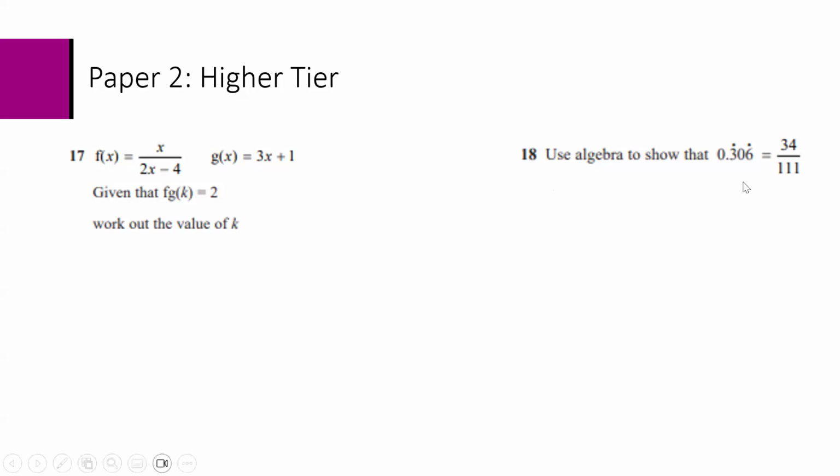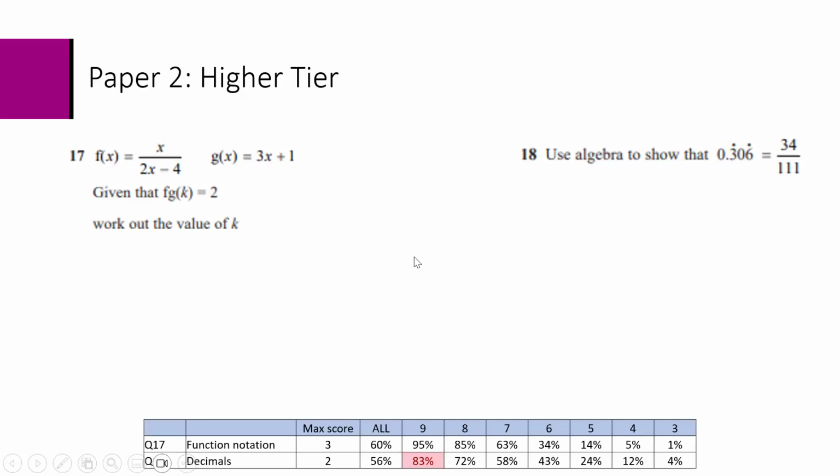And then use algebra to show that 0.306 recurring is 34 over 111. These are the exam statistics. So question 17, function notation. On average, your students scored 60% of the marks. And even the grade 7 students were getting 63% of the marks on there. It does drop off. It's a good indicator between your grade 6 and your grade 7 students.